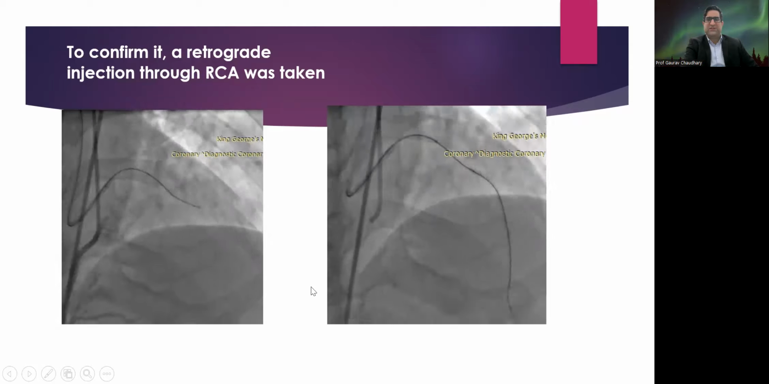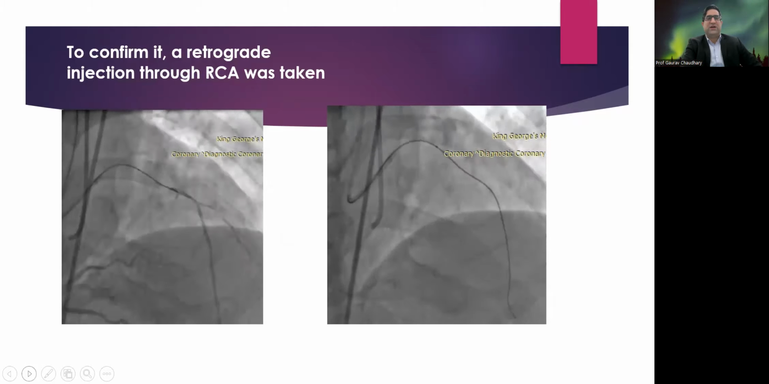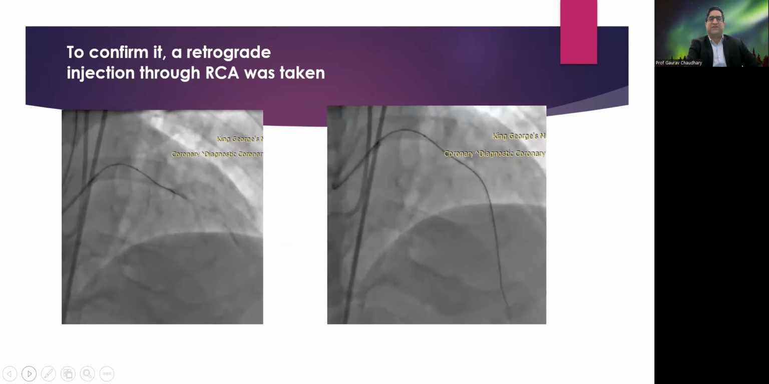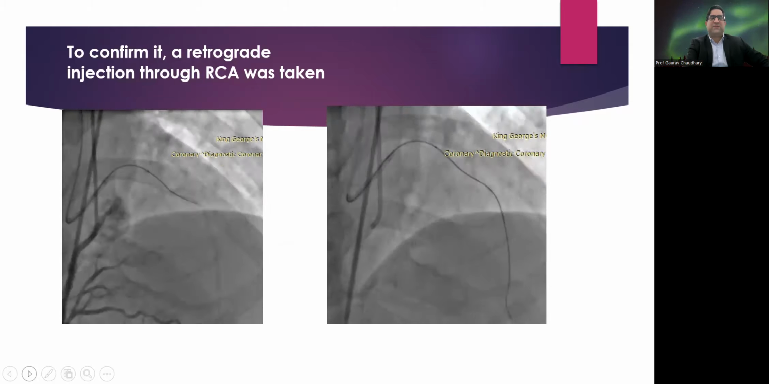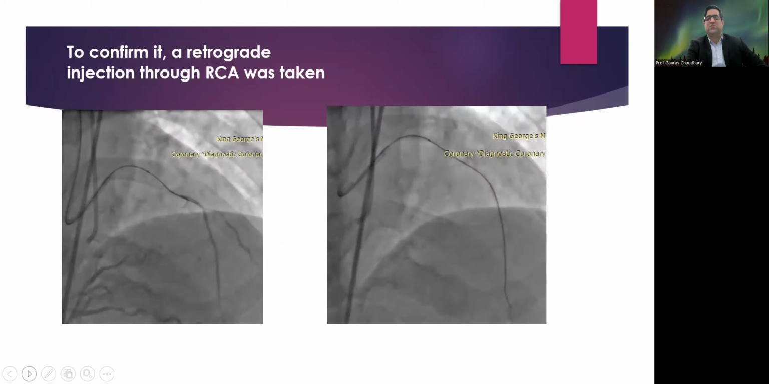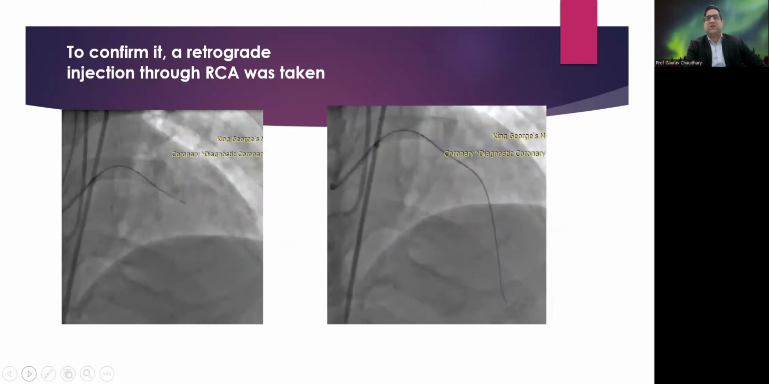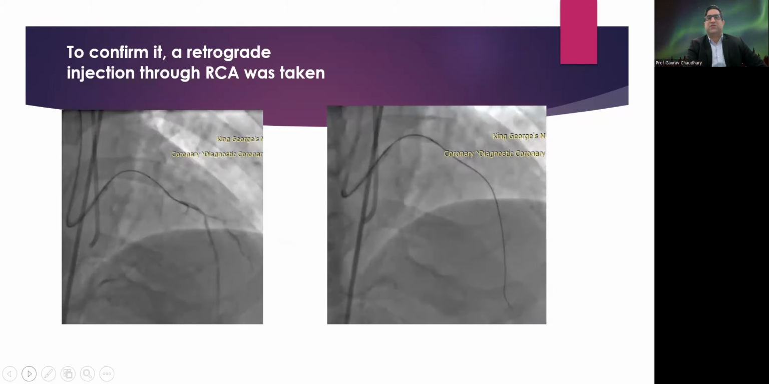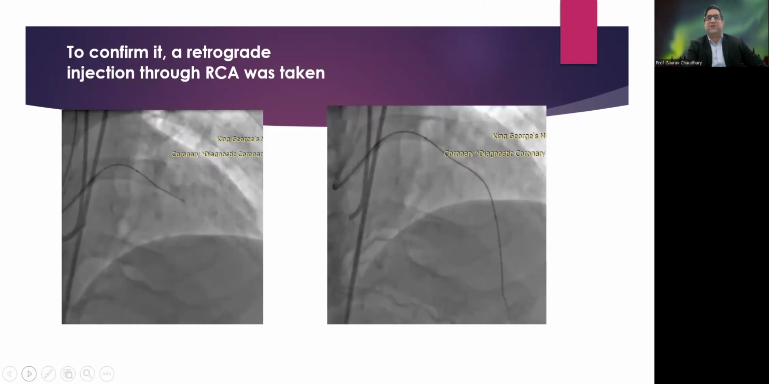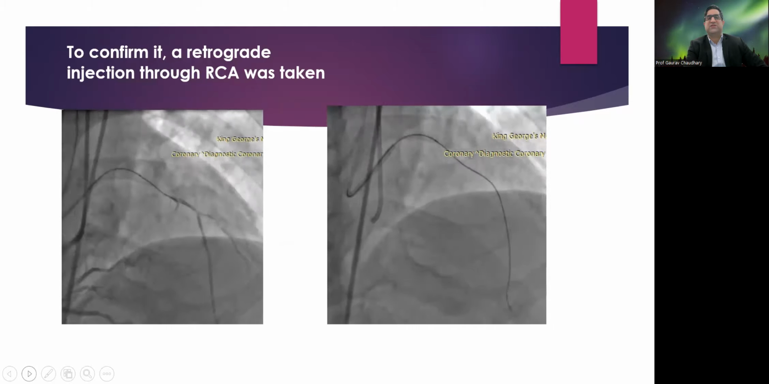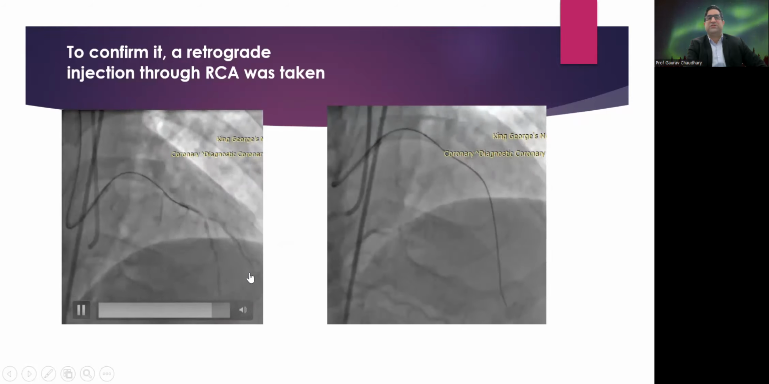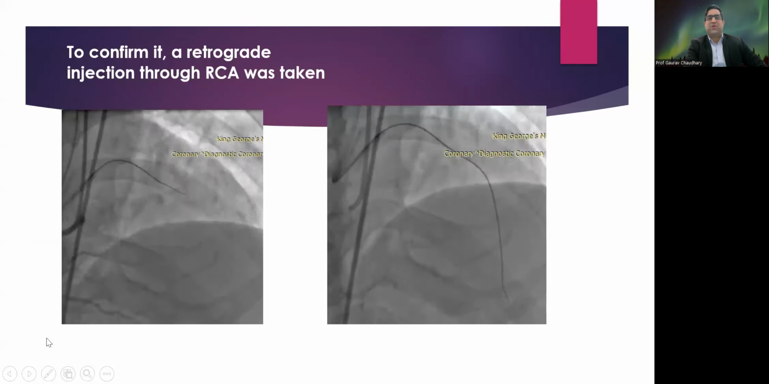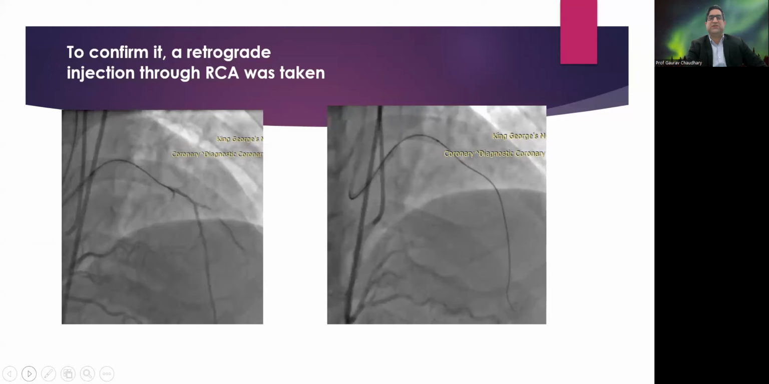So in this particular case, the wire got into the distal true lumen, and that was confirmed by the retrograde injection. And after taking the Gaia 2 wire, the microcatheter was crossed through the CTO segment. And after that, the routine workhorse Runthrough wire was taken. That means downgrading or de-escalation of the wire should always be done, because these wires have a high tip load and the tip can be injurious to the distal vessel.